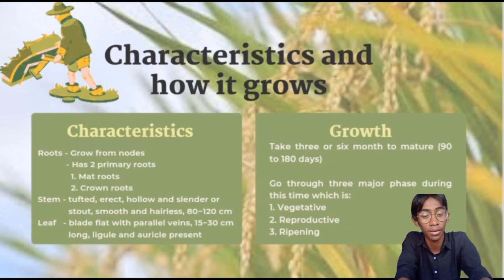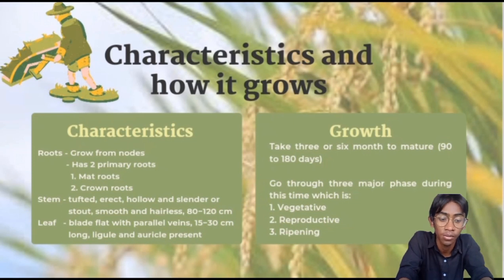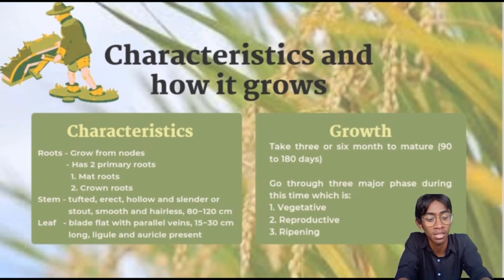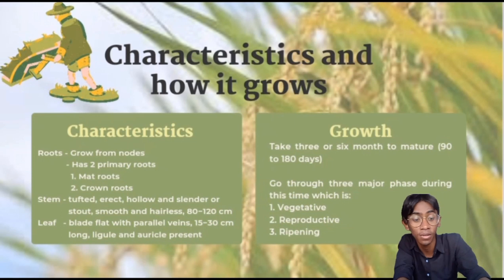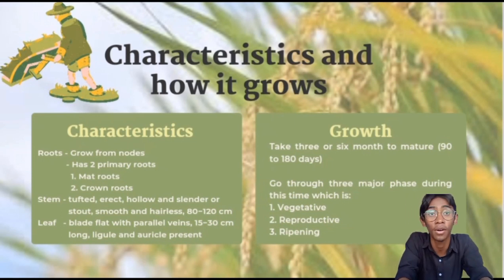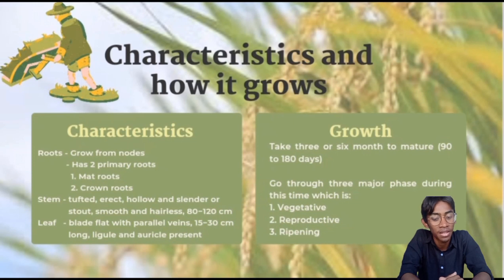And lastly, we can look at the leaf of the paddy. The leaf has a flat blade shape with parallel veins and can grow up to 15 to 30 cm long. It is also ligulate and has the presence of auricles. Oryza sativa can take 3 to 6 months to grow and mature, which is approximately 90 to 180 days.